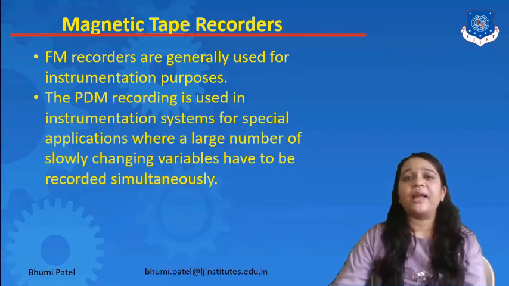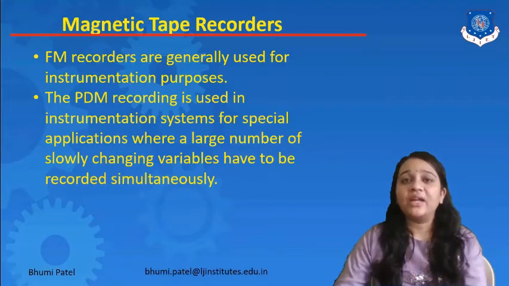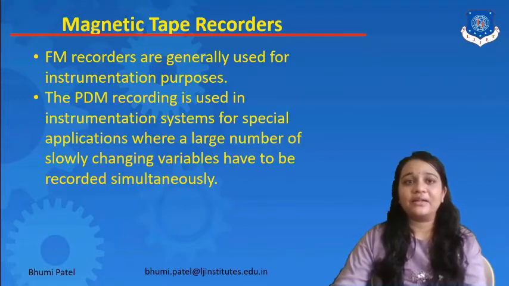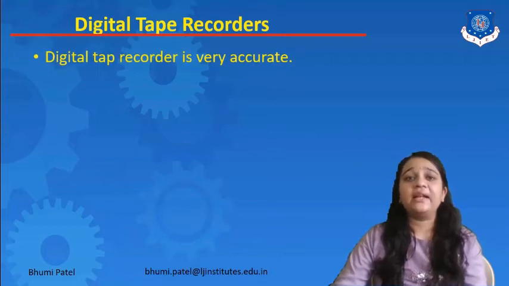So the PDM recording is used in the instrumentation system for the special application where a large number of slowly changing variables have to be recorded simultaneously. In magnetic tape recorders, generally we can use communication signals like analog signals and digital signals, and they can be recorded on the magnetic tape.